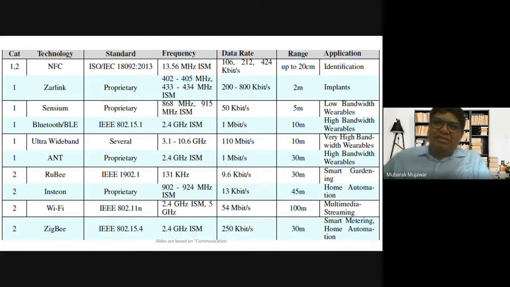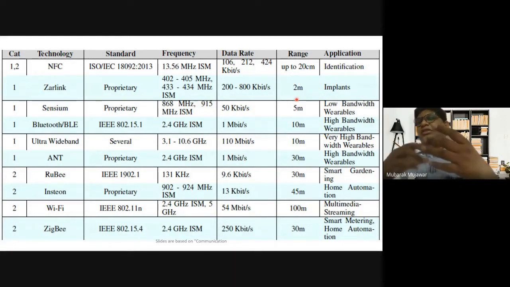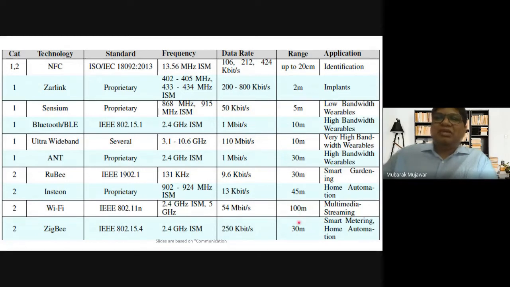Then we have frequency ranges over here. For example, Bluetooth uses 2.4 gigahertz frequency, whereas RuBee uses 131 kilohertz frequency. So we have the technology, the standard they use, the frequency they use, then the data rate they can communicate with. For example, ANT can communicate at 1 megabit per second, whereas for ZigBee it is 50 kilobit per second. And then we have range. Range is how far the signal can propagate. So it is 20 centimeters to 100 meters and beyond that. So we have range and we have the applications where it can be used.